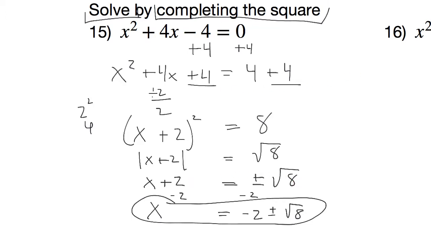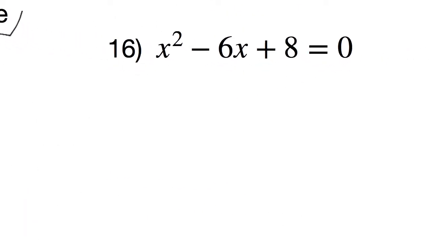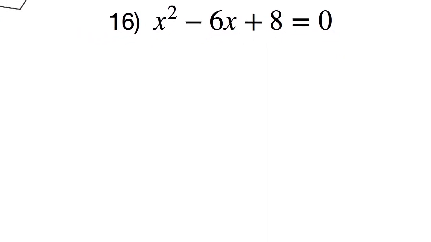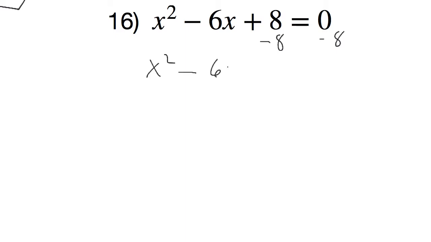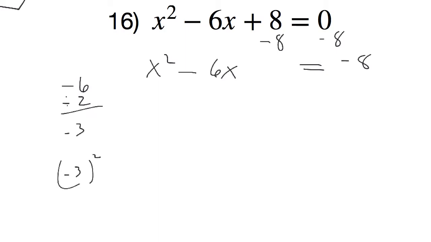Let's try that again. Number 16. So I'm going to move the C term over, minus 8. That was the first step. We get x squared minus 6x, leave it a little space, equals negative 8. Negative 6 divided by 2 is negative 3, and then negative 3 squared is positive 9. So I'm going to add a positive 9 here, and therefore also add a positive 9 over here.